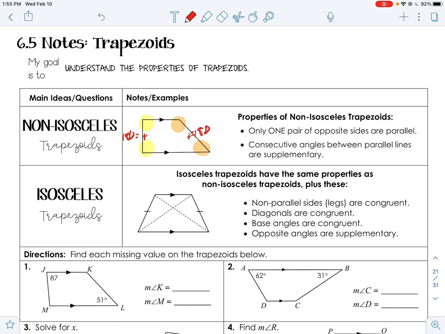Okay, but not consecutively along the parallel line necessarily. So watch out for that. Isosceles trapezoids have the same properties as non-isosceles trapezoids, plus you add these.